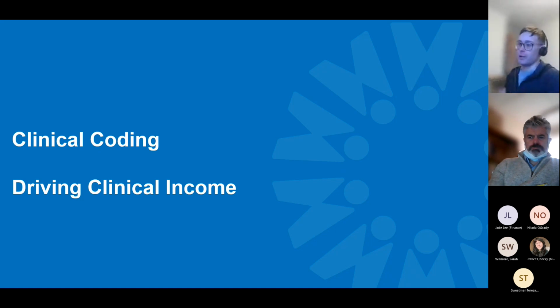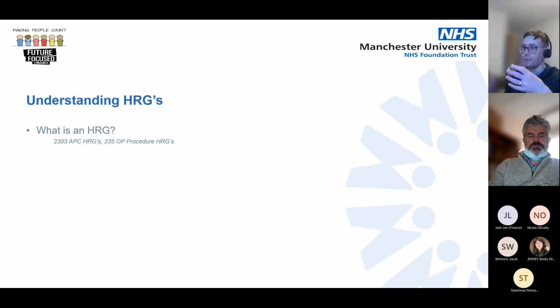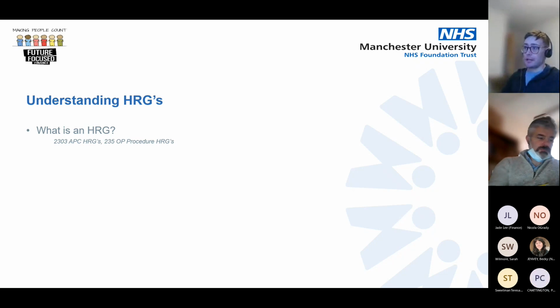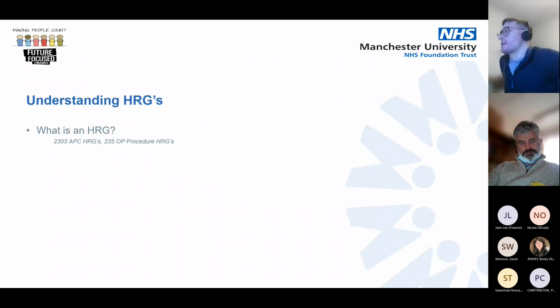So how does clinical coding drive clinical income then? I mentioned HRGs in the last slide, so we need to understand HRGs as a starting point for looking at clinical income. So what is an HRG? An HRG is a health resource group. There's just over 2,000 admitted patient care HRGs and 235 outpatient procedure HRGs, which I'll explain what that means in just a second.